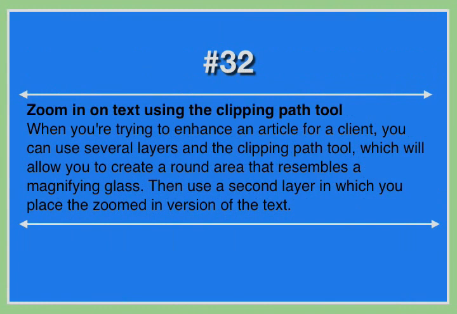Number 32. Zoom in on text using the clipping path tool. When you're trying to enhance an article for a client, you can use several layers and the clipping path tool, which will allow you to create a round area that resembles a magnifying glass. Then use a second layer in which you place the zoomed in version of the text.